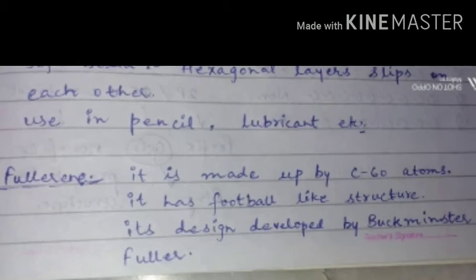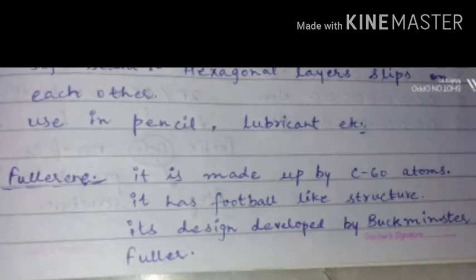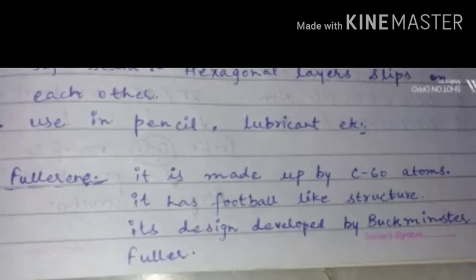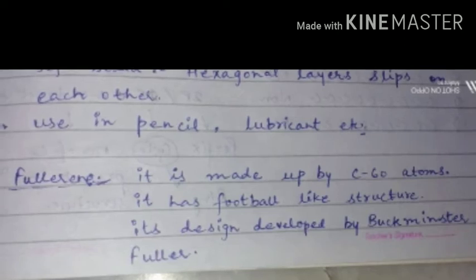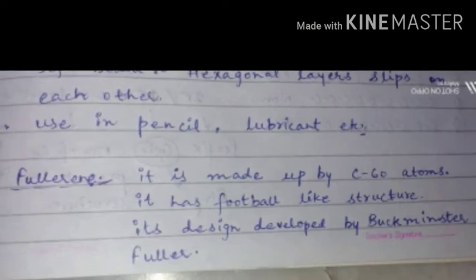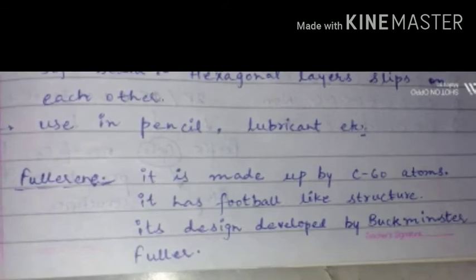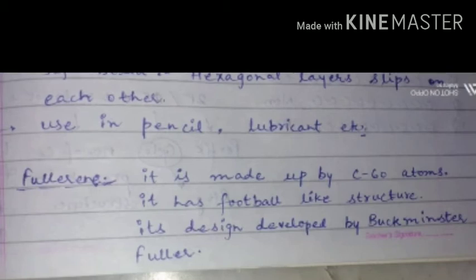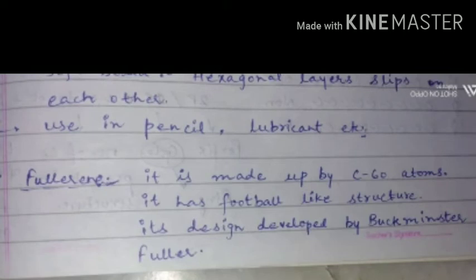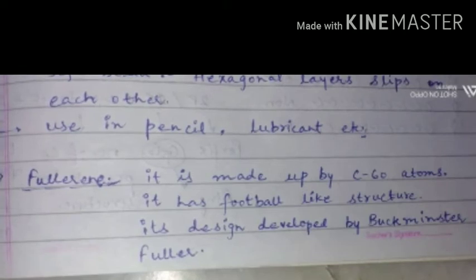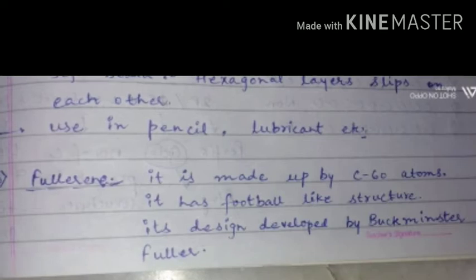Hello students, in this video we will discuss the third allotrope of carbon, that is fullerene. Fullerene is made up of C60 carbon atoms and its structure looks like a football. The design of the fullerene was developed by the UK artist Buckminster Fuller. Because of his name, the name fullerene is given.